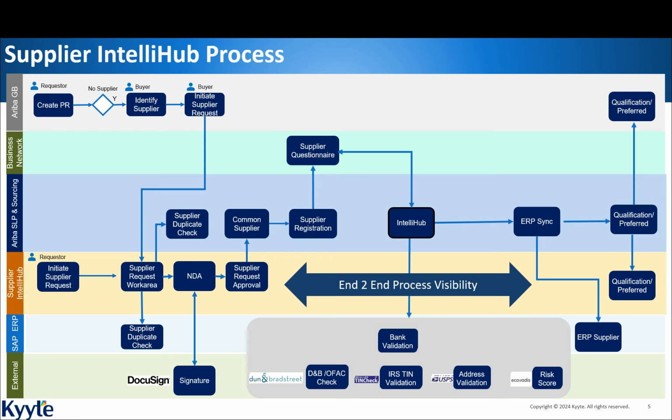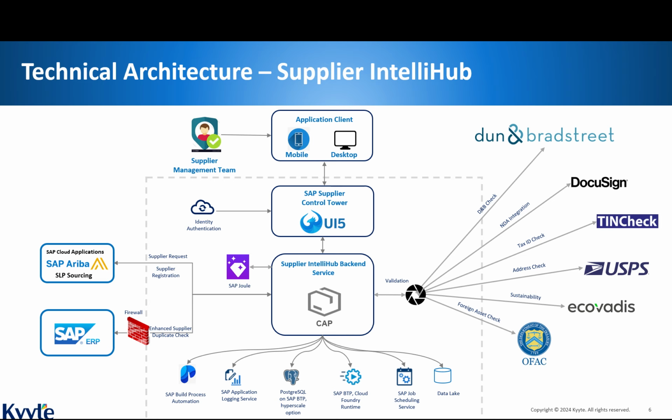Supplier IntelliHub is a centralized intelligent validation application designed to bolster validation procedures during the supplier request and registration process. Its primary aim is to prevent the onboarding of suppliers lacking financial stability or in violation of trade acts, thus safeguarding the company's reputation. By leveraging advanced validation techniques, Supplier IntelliHub mitigates the risk of partnering with unreliable suppliers, ensuring greater trust and integrity in the supplier onboarding process.